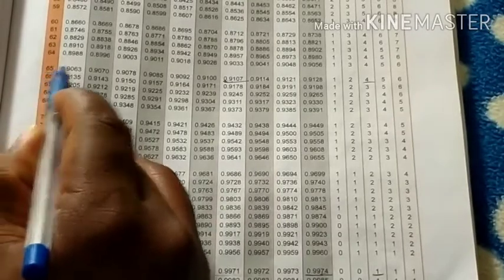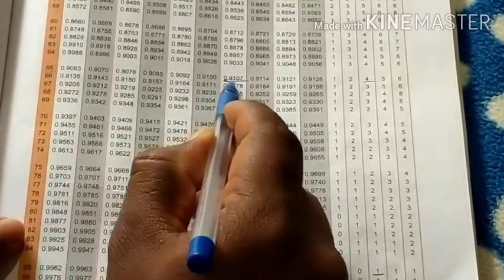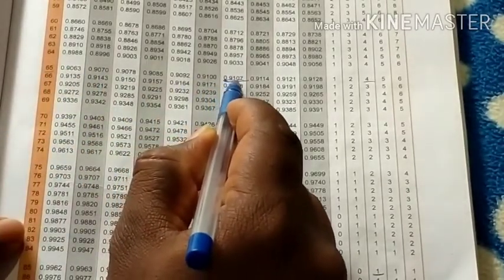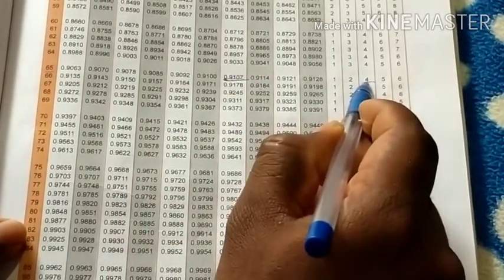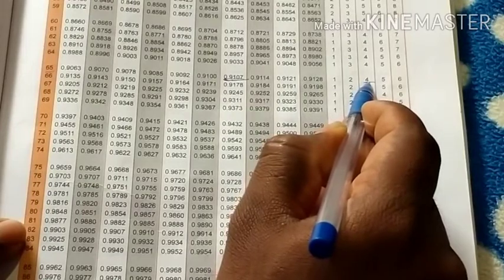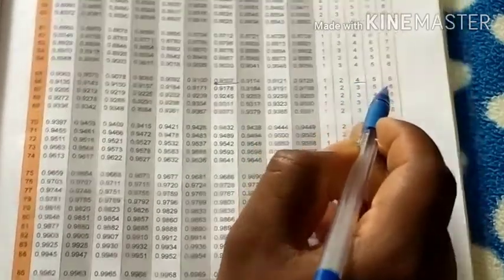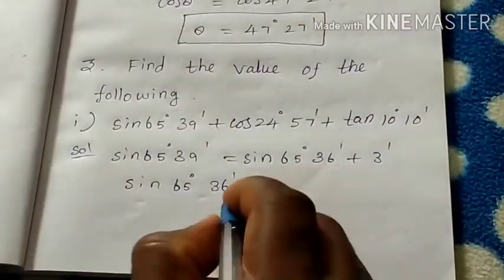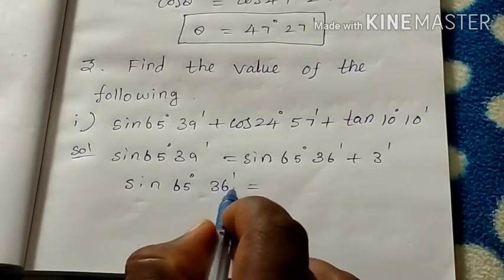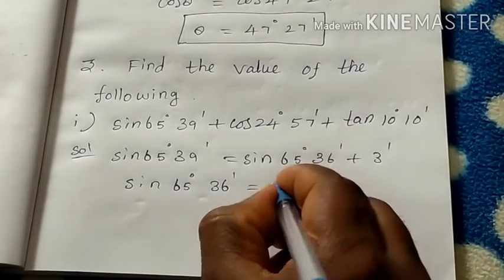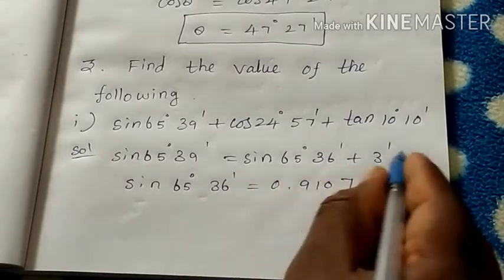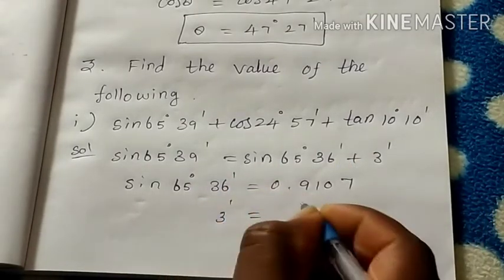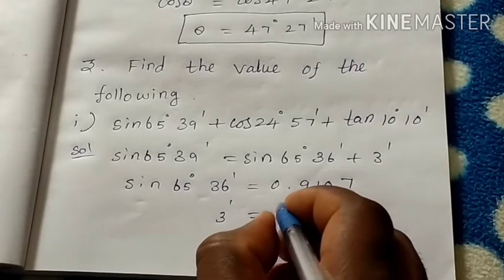This is the 65 degrees 36 minutes value, 0.9107, and for 3 minutes the mean difference value is 4. So sin 65 degrees 36 minutes equals 0.9107, and the mean difference value for 3 minutes is 4.